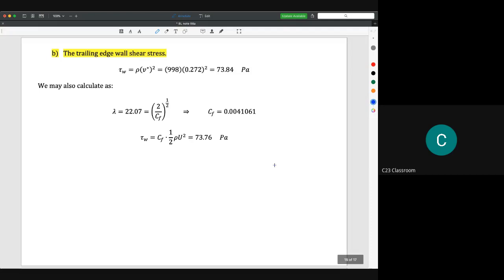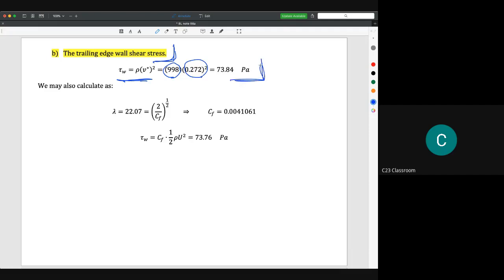And then we need to calculate the trailing edge wall shear stress here. It's very straightforward. We could use this equation: tau is equal to rho V star squared. We substitute rho, 998, and V star, which is 0.272, squared. So we get around 73.84 Pascal.